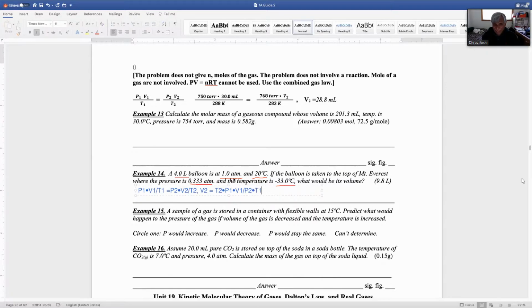This is something I expect you to be able to do. This is simple algebra, nothing to it. And I have also seen in the past with other classes, students tend to make a mistake with this, and I don't know why. Please, it's simple algebra. Don't make a mistake like that.